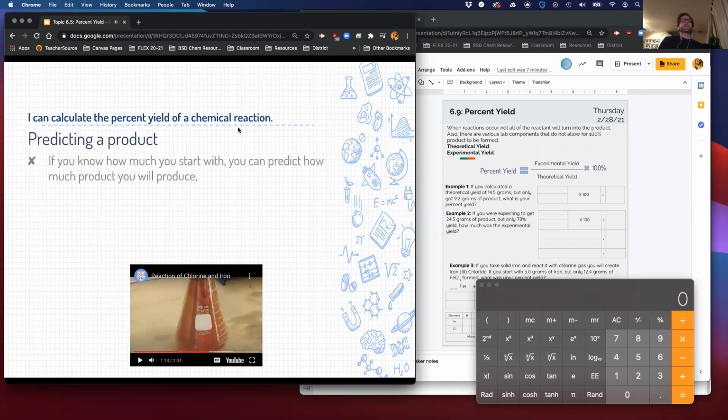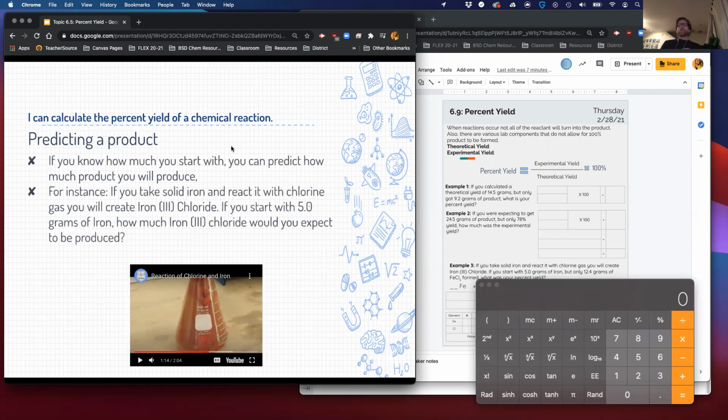Kind of cool. So basically, when we do reactions, we start with reactants and we expect all this product to be made, and that's not necessarily the case. You won't get 100% of your reactants turning into product. So for instance, if we take some solid iron and we react it with chlorine gas, we're going to create iron chloride. Okay, so let's say you start with 5 grams of iron. How much would you expect to be produced?